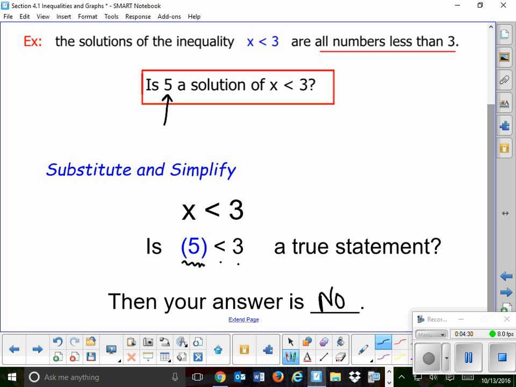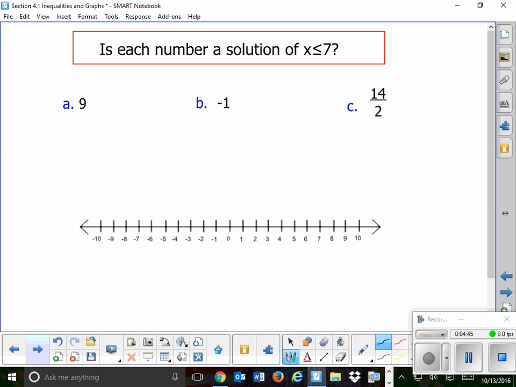But if you think of a number that is less than 3, there are so many. 0 is a solution. -1 is a solution. Any number that's less than 3 would work. So here you go. Take a second and think about, on your paper, whether each of these is a solution of x is less than or equal to 7. Try the next 2 examples and then start this again.